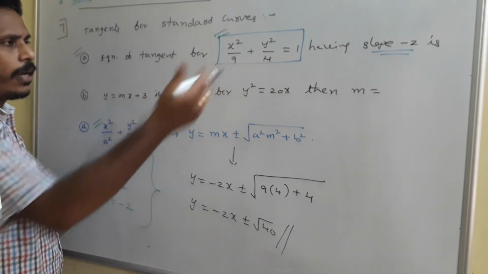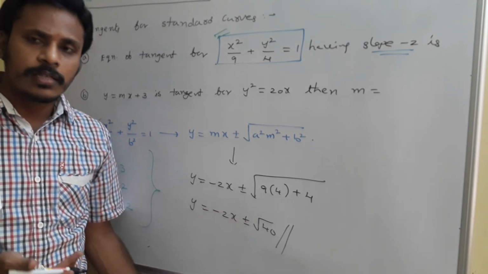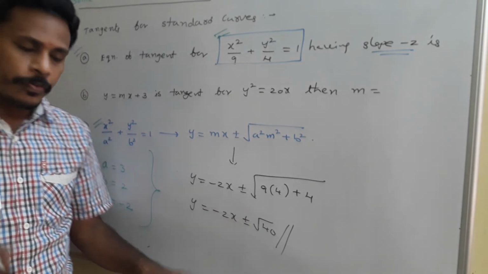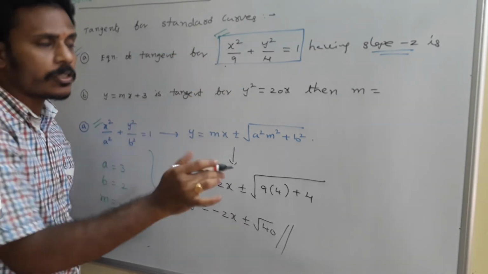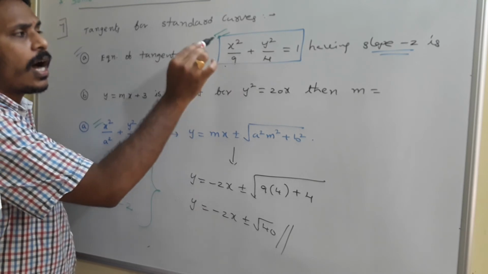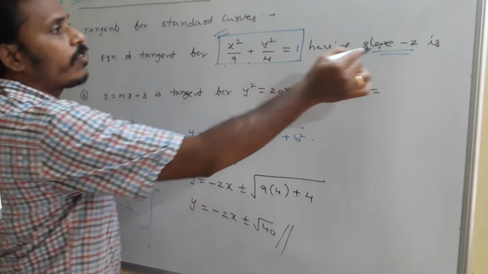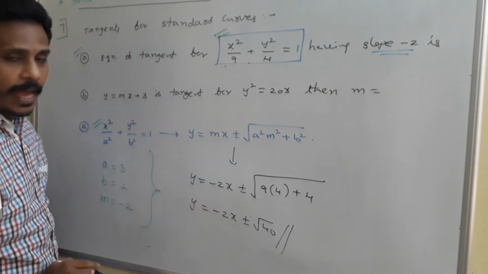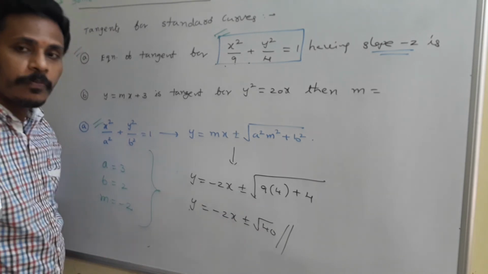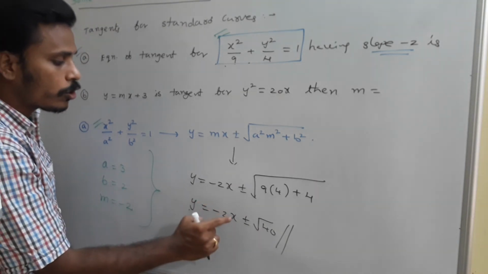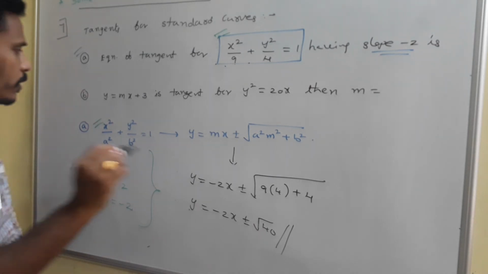So this is the tangent equation. Since I gave you randomly these values 9, 4 and minus 2, we are getting root 40 here. Sometimes you will get a simplified value also. Okay, so finally for this curve, and the curve is basically an ellipse, this ellipse has two tangents having slope minus 2, and those two tangents are, one is y is equals to minus 2x plus root 40, and the other one is y is equals to minus 2x minus root 40. That's the problem. Okay, right.